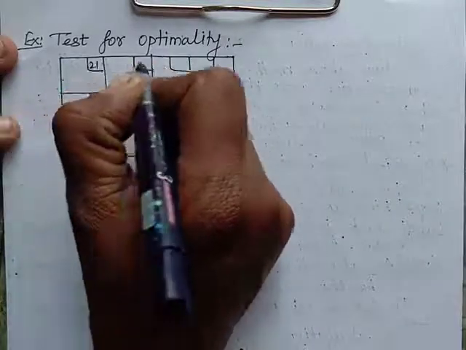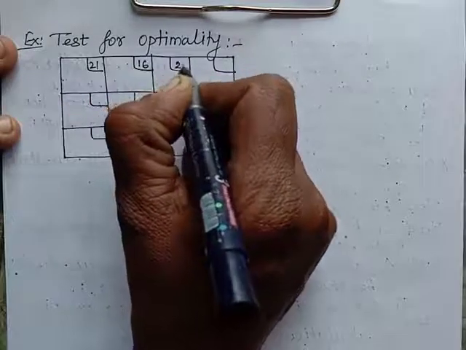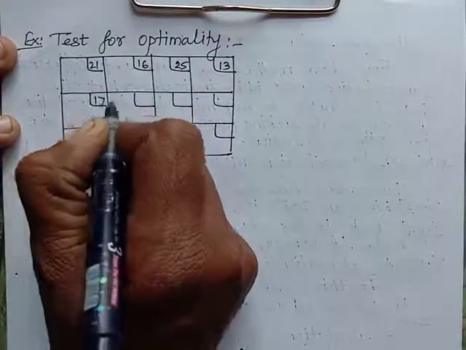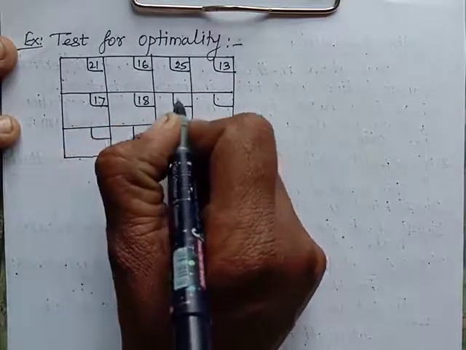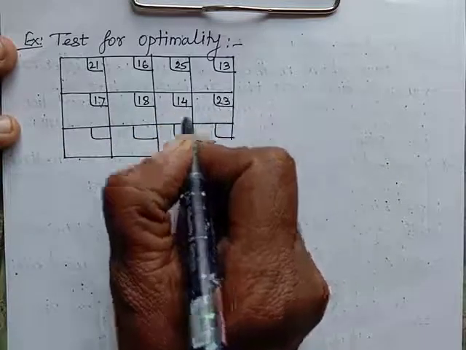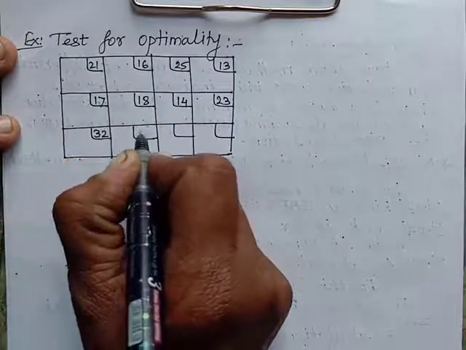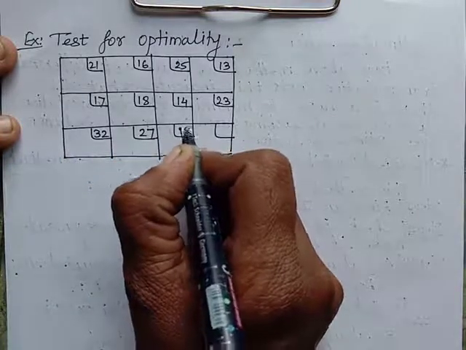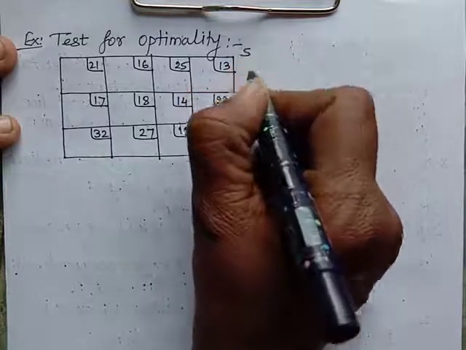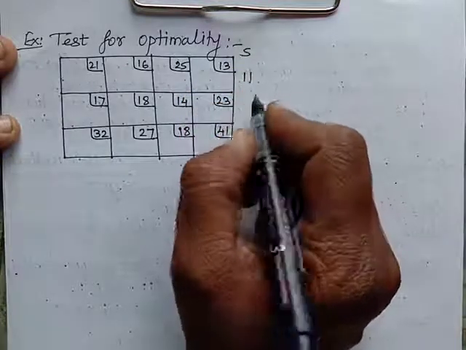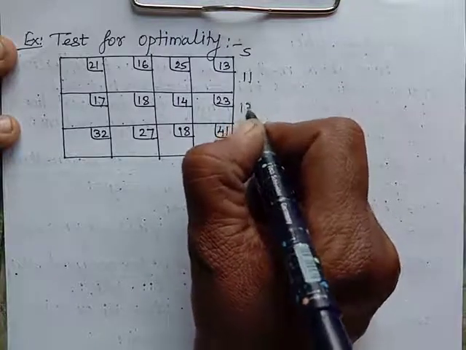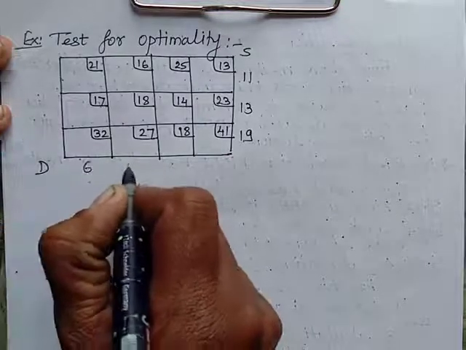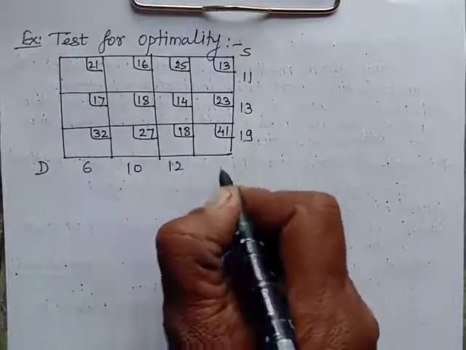The costs are 21, 16, 25, 13, 17, 18, 14, 23, 32, 27, then 18 and 41. And the supplies are 11, 13 and 19. Here the demand is 6, 10, 12, 15.